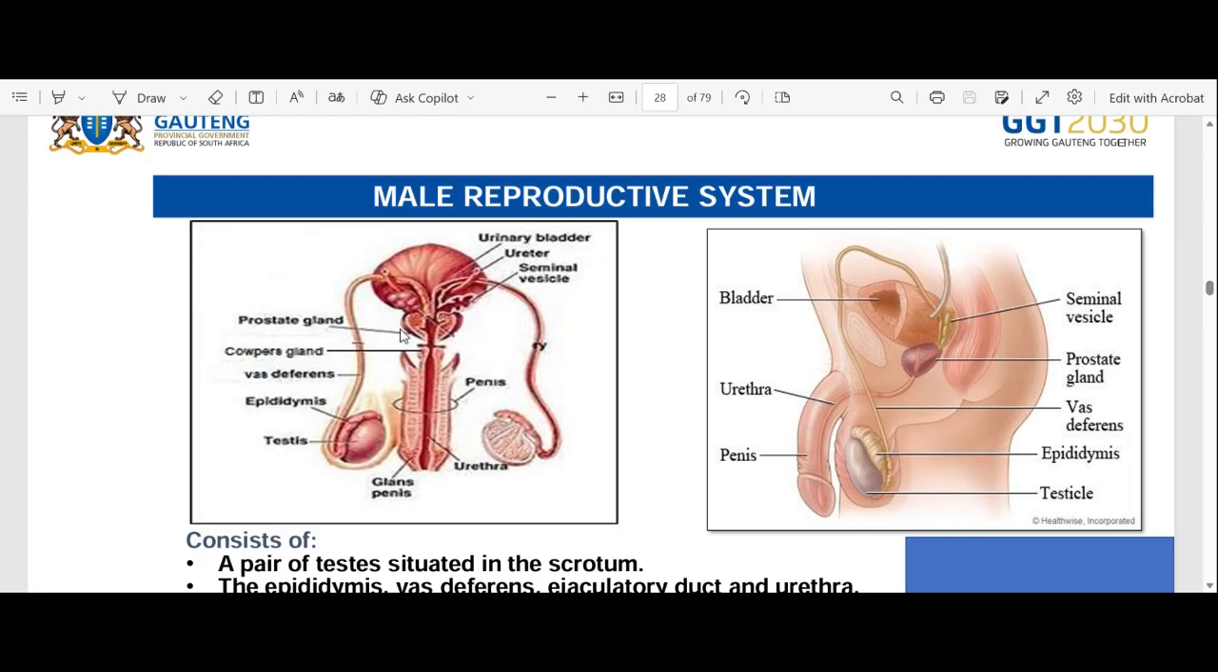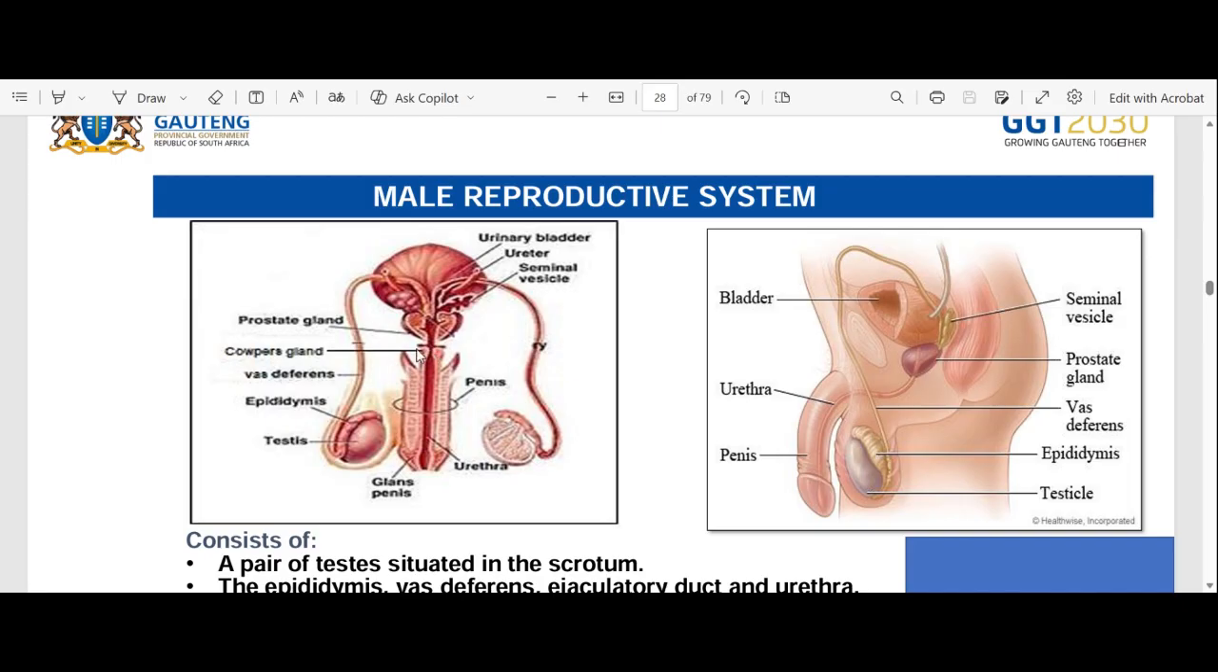Okay, let's go to our second accessory gland, which is the prostate gland. So what's the function of the prostate gland? The prostate gland provides alkaline fluid to the sperm so that it neutralizes the acidity in the vagina. To do what? To neutralize the acidity within the vagina.